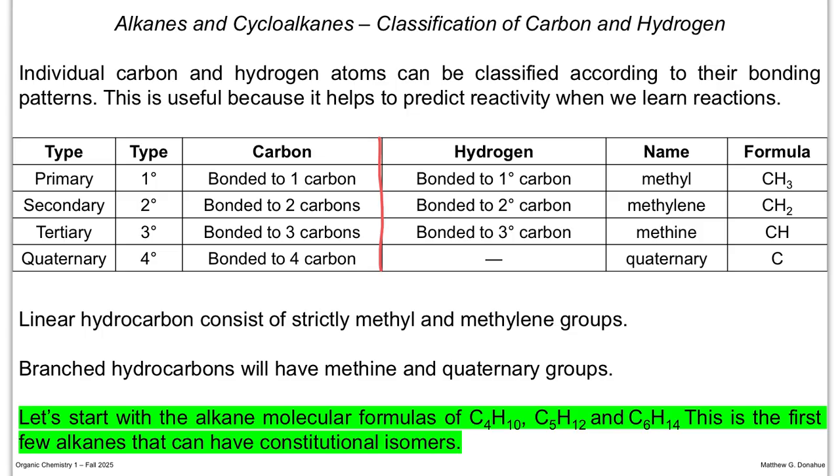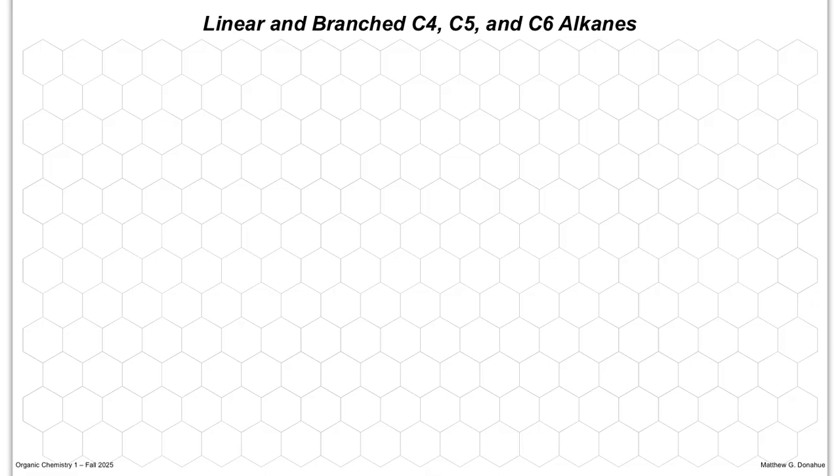So let's just start drawing some stuff, and I'll point out these rules. The stuff I'm going to draw is all captured on the next slide, but we'll go through it. We're going to start with C4, C5, and C6, because for those carbon counts, you can have linear and branched isomers. And then when you get into the branched ones, that's when the nomenclature rules apply.